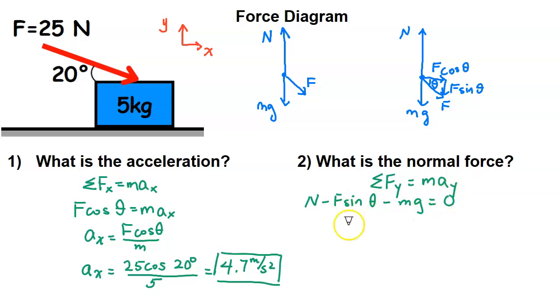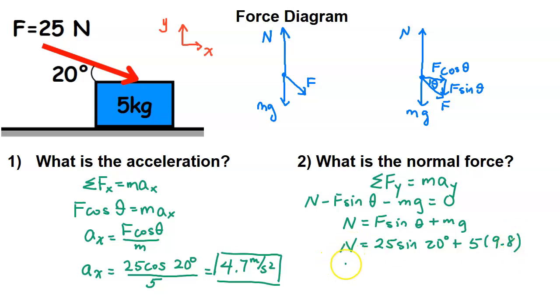I want to isolate N, so I'm going to move everything else to the right. Then we end up with F sine theta plus mg. Now we're going to substitute in our numbers. The applied force is 25, sine of 20 degrees, plus the mass of the object, 5 kilograms, times 9.8, and we get 58. This is also rounded, 58 newtons. So the normal force is 58 newtons.